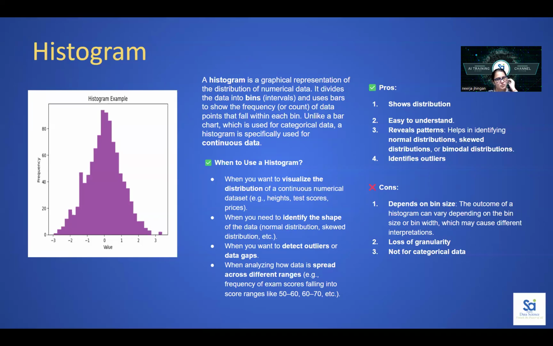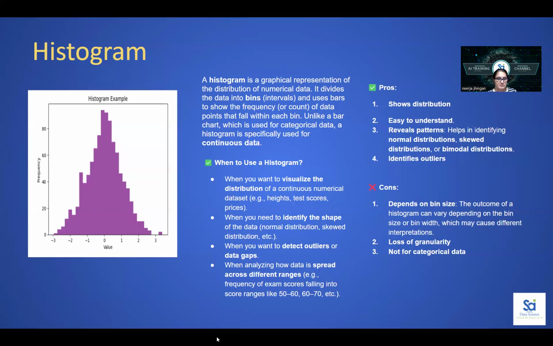Okay. So the histogram again is the graphical representation of the distribution of numerical data. It is just kind of your bar graph, but it is used for numerical data. But we don't use the bar graph for continuous numerical data. If you have numerical data with a discrete range, like some groups, then only you can use it. And you should use a histogram when you want to visualize the distribution of continuous data, right? Like if you want to show heights, test scores and prices, when you need to identify the shape of the data. So what does it mean?